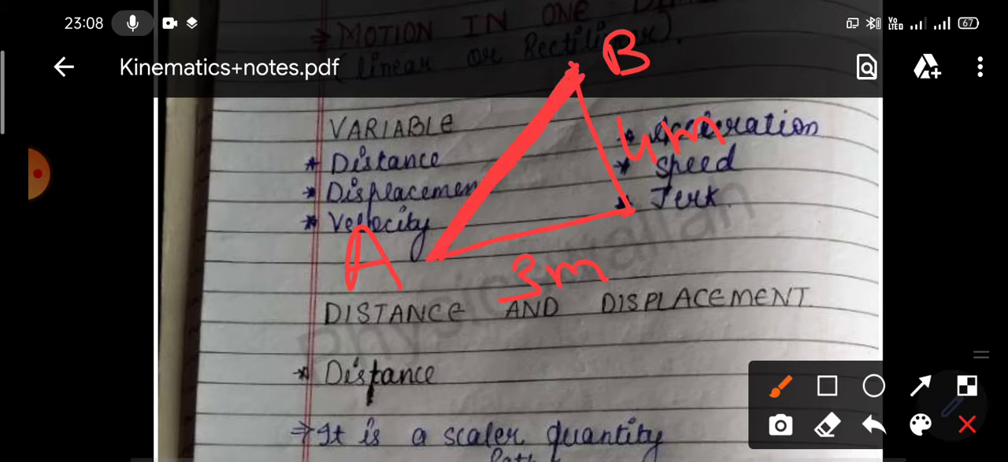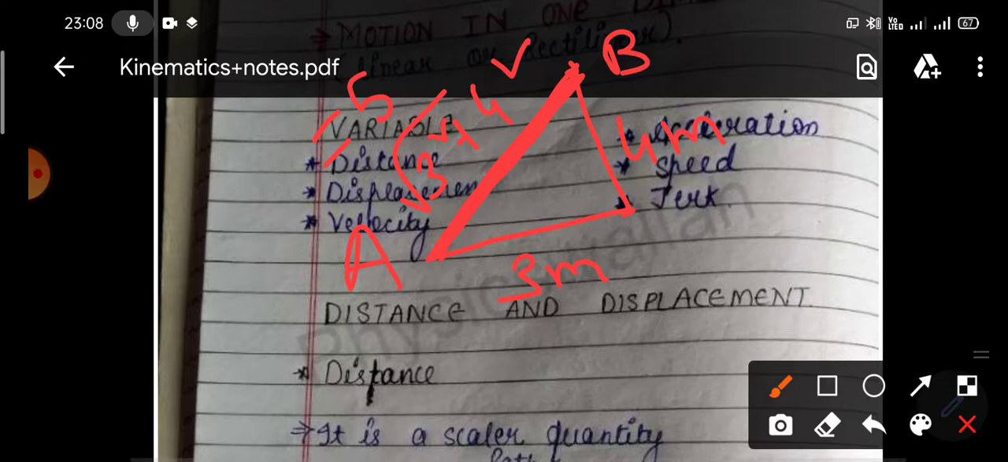Always remember that the shortest distance is always a straight line. So AB distance is equals to how much? AB is equals to root over 3 square plus 4 square, because this is a triangle. 3 square plus 4 square is 25, so the root is 5. So your displacement is equals to 5 meter.